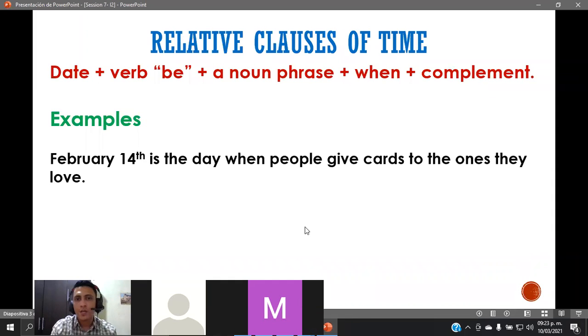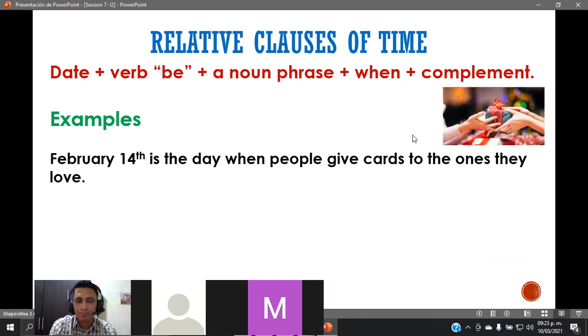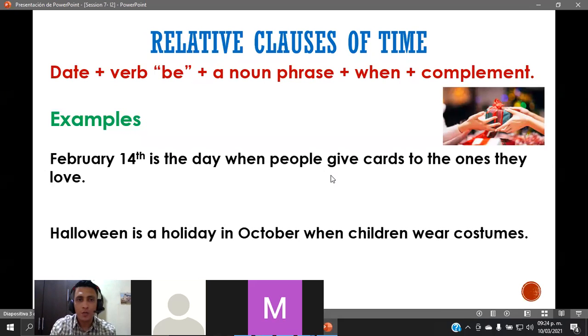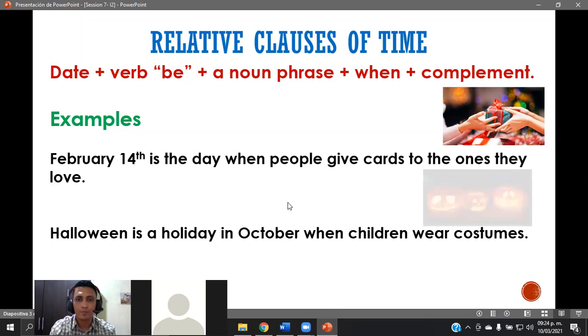We'll be giving some examples based on the structure. February 14th is a day when people give cards to the ones they love. February 14th is a date, the verb is, the noun phrase is a day, when, and the complement is people give cards to the ones they love. Another possibility is Valentine's Day, a day when people give presents to the ones they love. It's the same because we celebrate on February 14th, a specific holiday, Valentine's Day. Another one: Halloween is a holiday in October. Halloween is the date, the verb is, and holiday in October is a noun phrase, then when, and the second clause, children ask for candy.